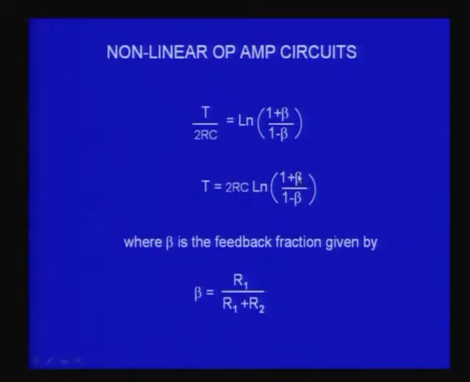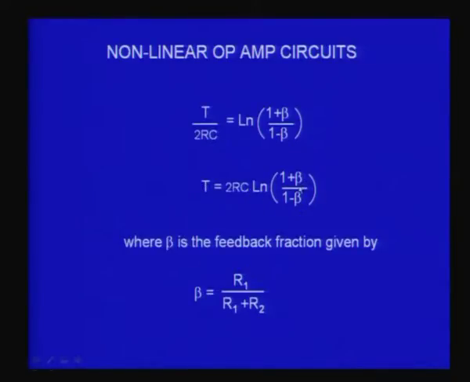This beta is the feedback ratio, which is given by R1 divided by R1 plus R2. This amount of Vsat is being applied as a threshold point at the input. Therefore, that is what it shows. So, beta is decided by the R1 and R2 that you choose, and the period is given by 2 RC ln (1 plus beta)/(1 minus beta).